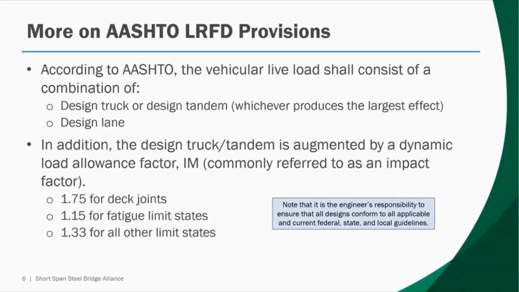One other point worth mentioning, according to AASHTO, the vehicular live load consists of a combination of either the design truck or the tandem, whichever produces the largest effect, and the design lane. In addition, the design truck or the tandem is augmented by a dynamic load allowance factor. It's commonly referred to as an impact factor. You can see the impact factors listed here on the slide.